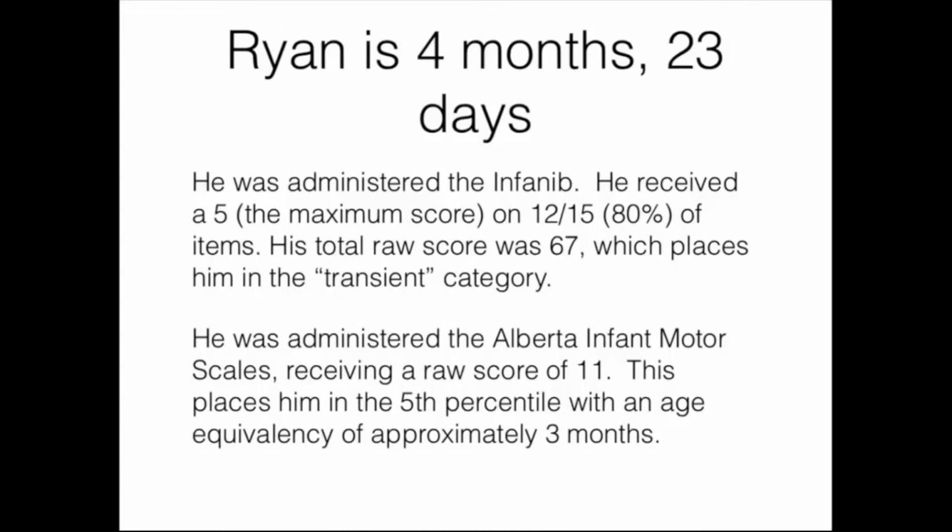So which one of these tests, given the scores and the way that the scores were reported, would have been considered a criterion reference test, and which one is considered a norm reference test? The Infanib would be considered a criterion reference test. We know that because we really just got a raw score and a percentage, versus the Alberta Infant Motor Scale, which is a norm reference test. We know that because we received a percentile and an age equivalency. So that's a test that's normed and scored against a normative sample.